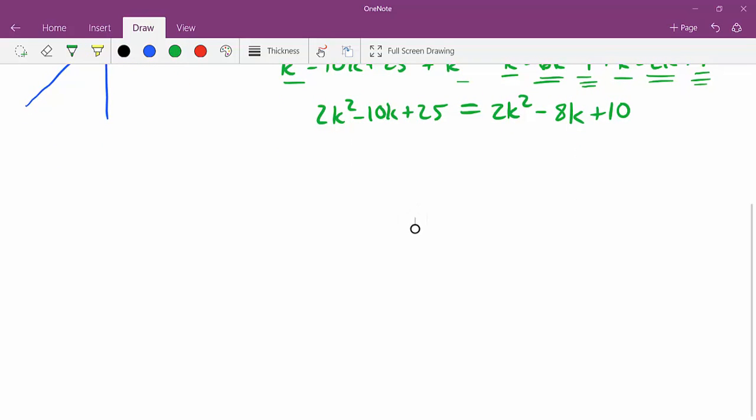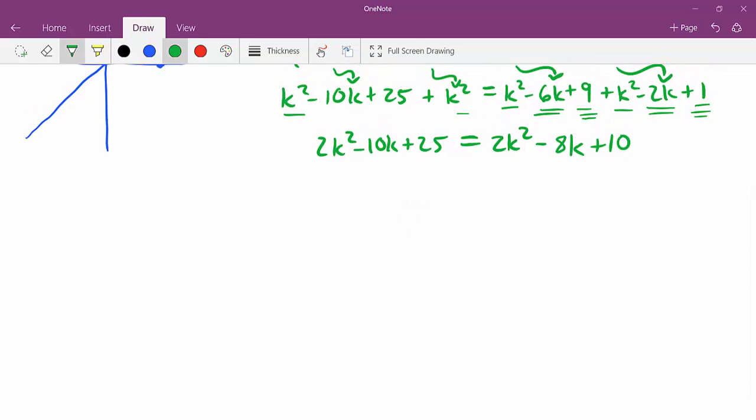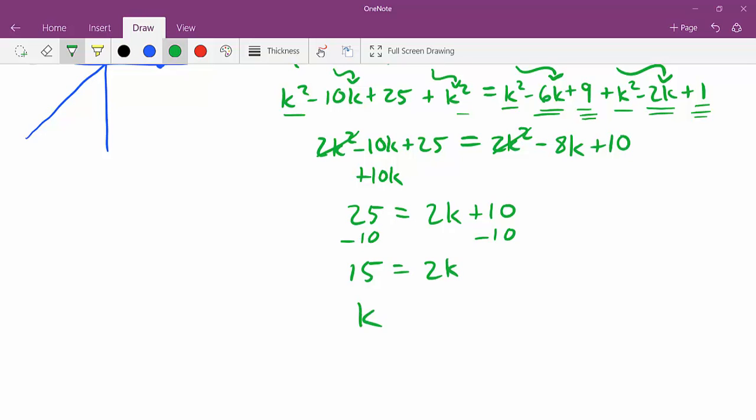Now to solve, we've got 2k squared. Those will cancel out, or you can subtract one. Subtract 2k squared from both sides and they'll go away. And I'm going to add my 10k to both sides. So we'll be left with 25 is equal to 2k plus 10. Lastly, subtract the 10 from both sides. We get 15 is equal to 2k, and k is equal to 15 over 2, or 7 1/2.